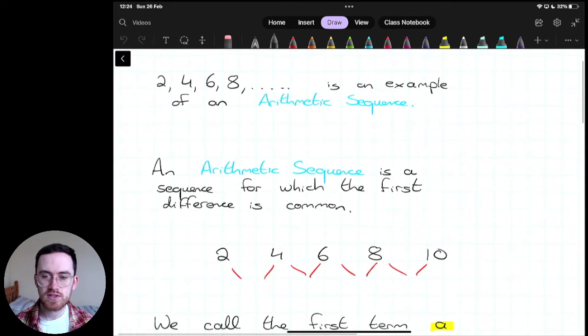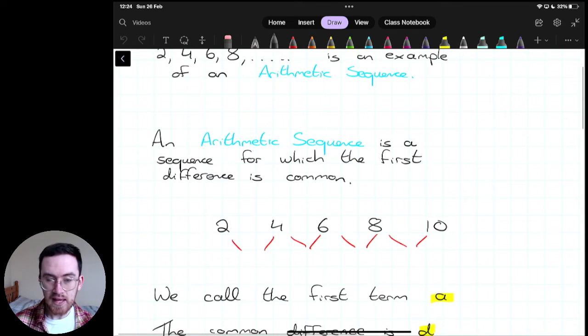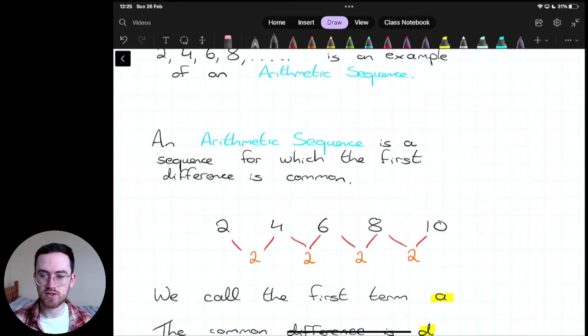The first difference is what we had looked at in the previous video. It's the difference between each of the terms in the sequence. So if we look at this one here, the difference between 2 and 4 is 2, the difference between 4 and 6 is 2, the difference between 6 and 8 is 2, the difference between 8 and 10 is 2. So it has a common difference. That first difference is the same for each of the terms. So it's going up by the same amount each time, so we say that it's an arithmetic sequence.